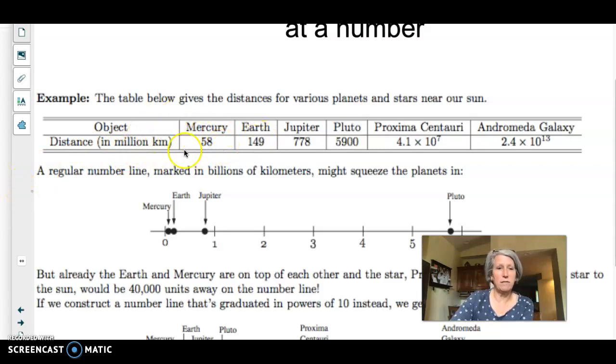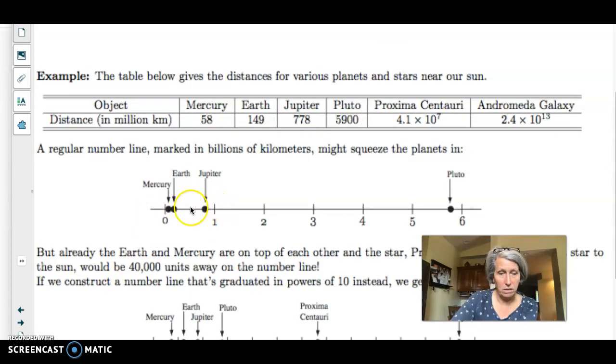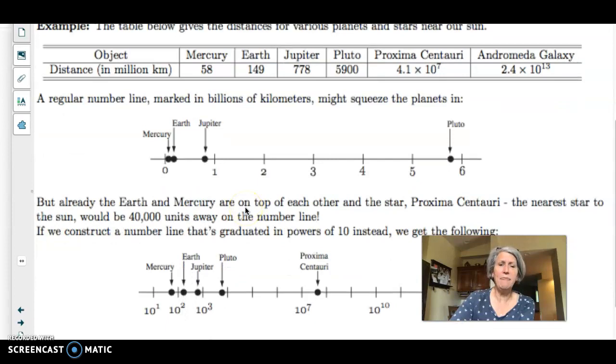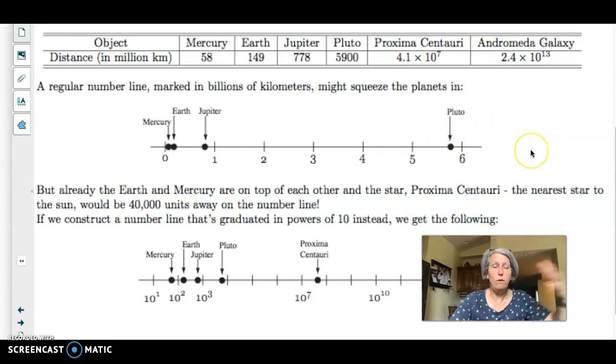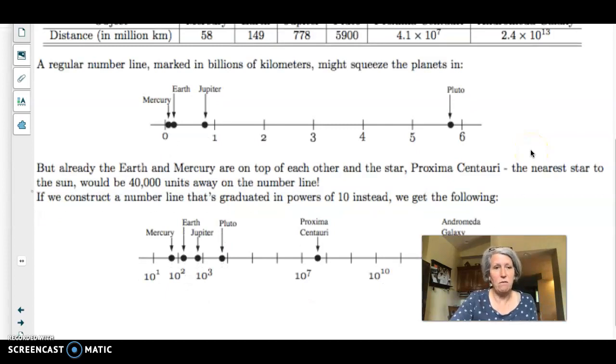If we were looking at the macroscopic scale, a table below gives the distance for various planets and the stars near our sun. This would be the distance in millions of kilometers between Mercury, Earth, Jupiter, Pluto, and our sun. And they went ahead and graphed it here as well, where you can see that Pluto is really far out, quite a bit compared to Mercury, Earth, and Jupiter. And if we're trying to plot something like Proxima Centauri or the Andromeda galaxy, we would have to have a really long number line to do that.